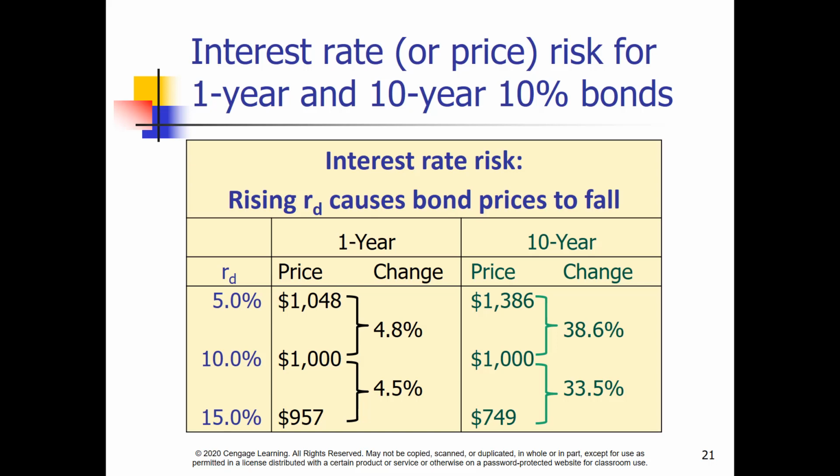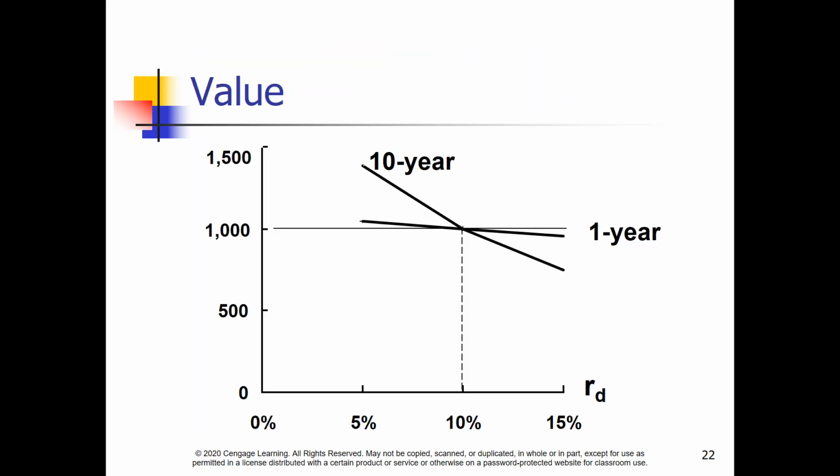Interest rate risk, sometimes called price risk, is the risk that a bond will lose value as a result of an increase in interest rates. Longer-term bonds are exposed to more price risk than shorter-term ones, since a large portion of the value of the bond is far in the future and will, in the discounting process, be hurt more by an increase in the discount rate. The table on this slide shows a 1-year and 10-year bond and illustrates the effect of price risk. The relationship is shown graphically on this slide.